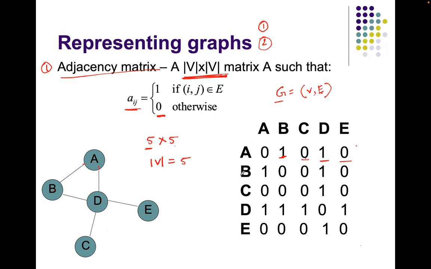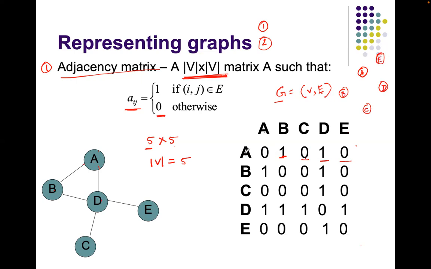So let's actually redraw the same graph. We'll see that we can redraw the same graph using this matrix. Here you can see that this is a 5 times 5 matrix, which means we're going to have 5 nodes. So let's draw 5 nodes and give them the names A, B, C, D, and E.